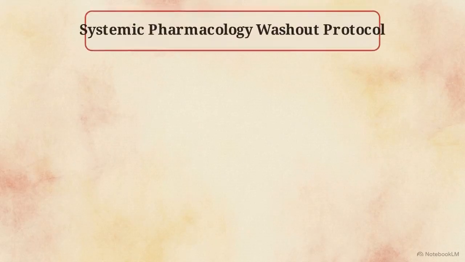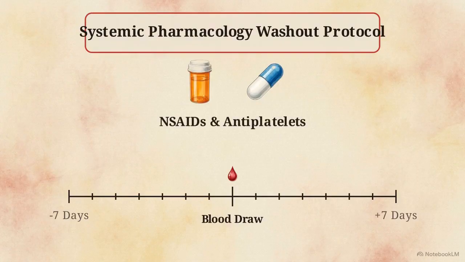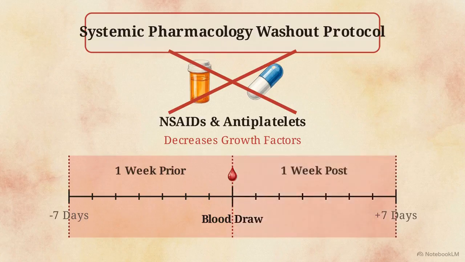Focusing on systemic pharmacology, this flowchart maps the critical washout timeline. Routine medications like NSAIDs suppress cellular mechanisms, decreasing release of crucial growth factors. Therefore, patients must refrain from these medications for 1 week prior to the blood draw and 1 week post-procedure.